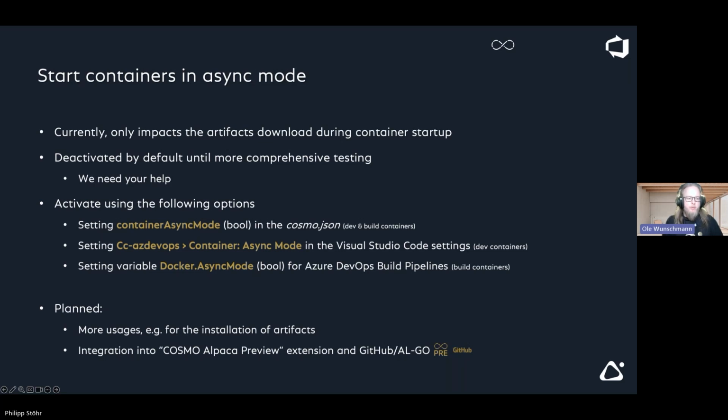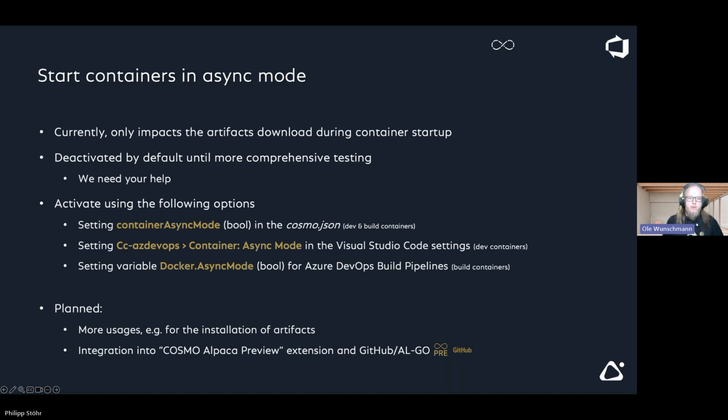And the last one would be that for the Azure DevOps build pipelines, you can set the variable Docker async mode, but that is then only set for build containers. And for all of them, for build pipelines, you have to update the DevOps repository, so update CI/CD, and for the setting in the Visual Studio Code settings, you have to update the VS Code extension.